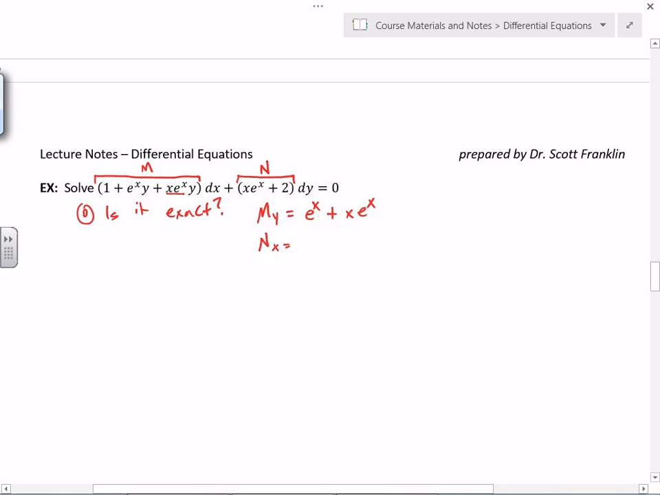There's n. First times derivative of the second, plus second times derivative of the first. So first times derivative of e to the x is e to the x, so x e to the x, plus second times derivative of the first is just e to the x. Notice those are equal. So yes, it's exact.